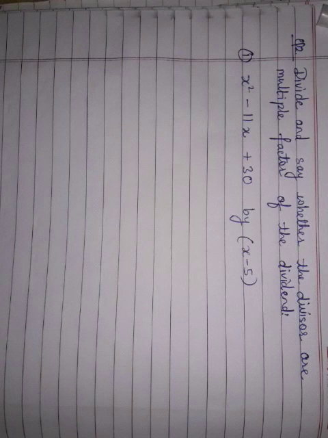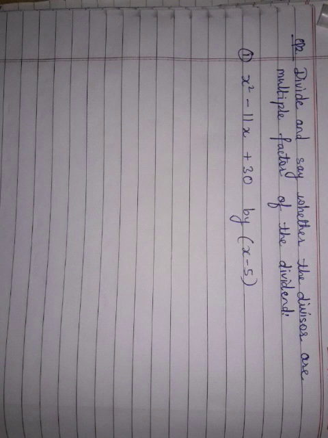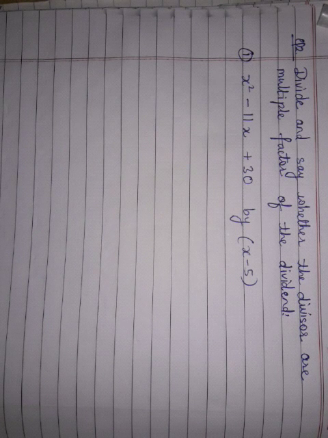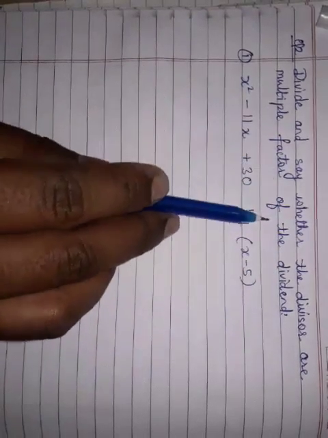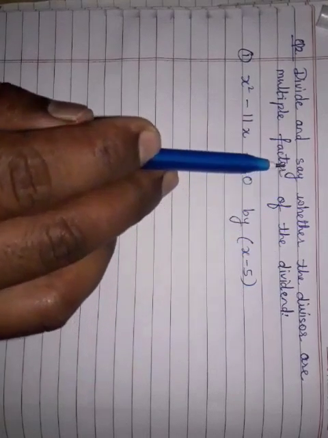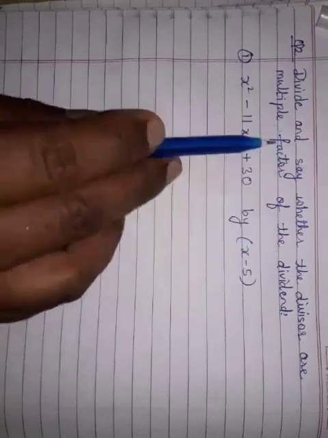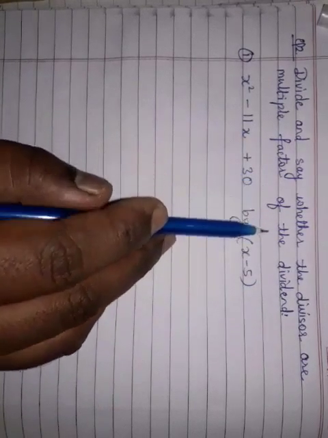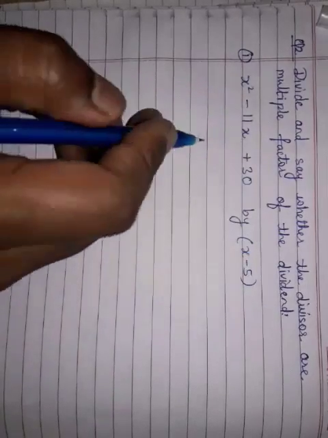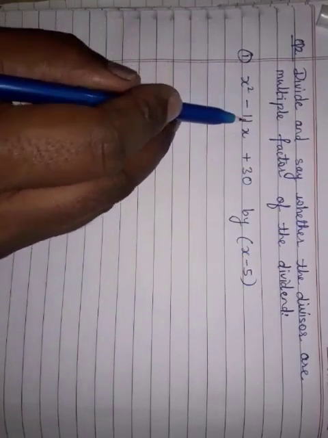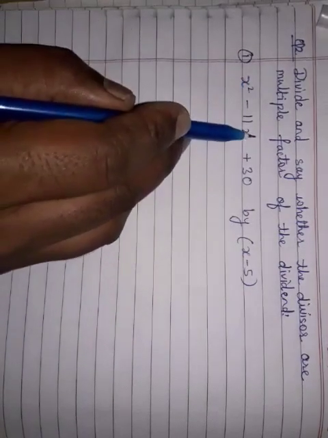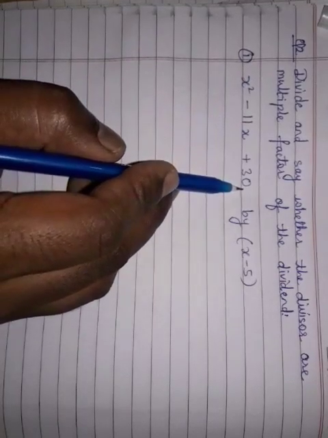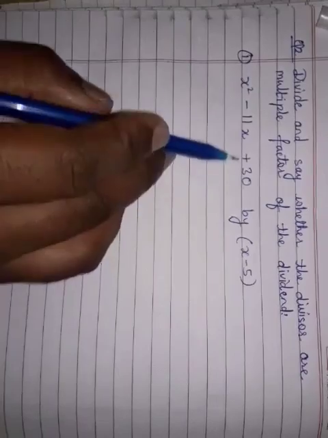Now we have studied how to make a polynomial in decreasing order of the variable. After that we have to divide. The second question is: divide and say whether the divisor is a factor of the dividend. Whenever the remainder is 0, then yes, the divisor is a factor of the dividend. So see how we have to divide. Here x square minus 11x plus 30. This is in decreasing order: first the square term, then the x term, then the number.